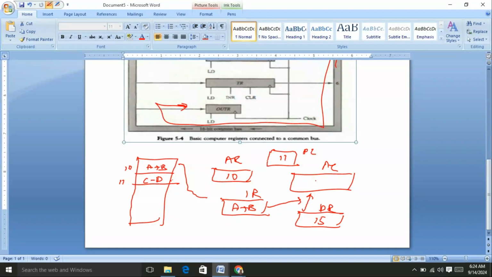So this instruction is completed. Now the 11 goes to the address register and C minus D is executed. At the same time, the PC holds the address of the next instruction, 12. Suppose the 11 is also executed, the 12 is transferred to the address register, and the PC is updated to 13, the address of the next instruction. In this way, the instructions are executed. Thank you.